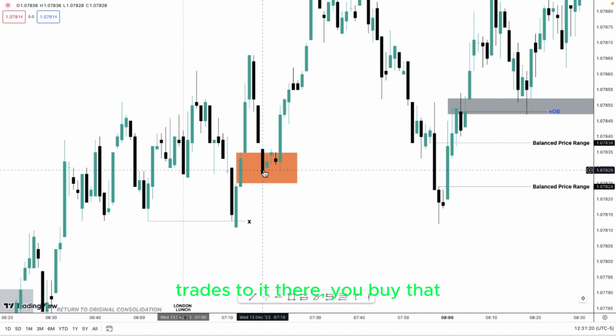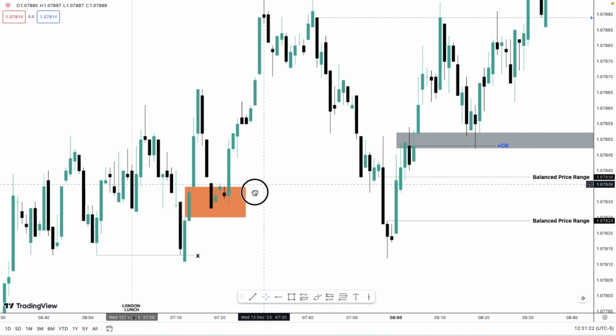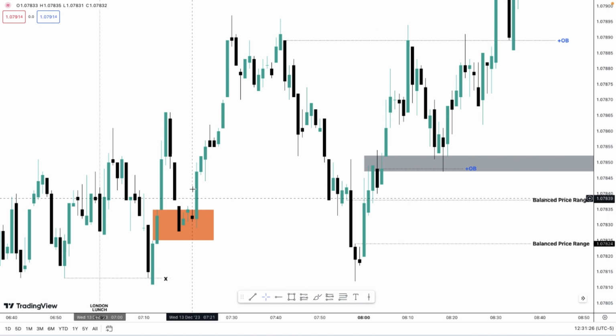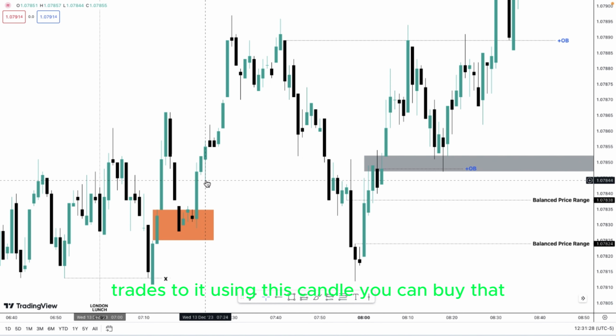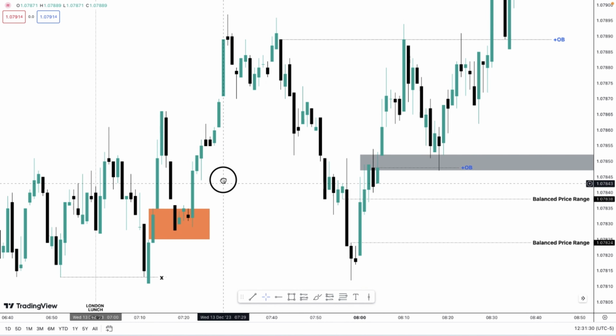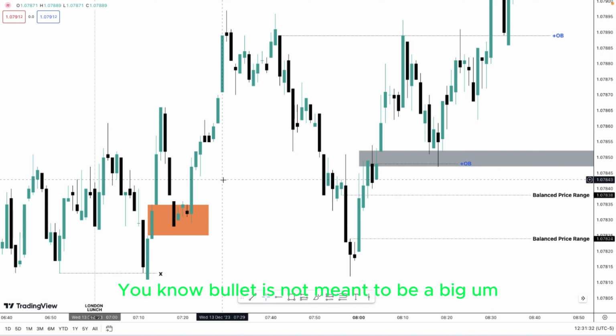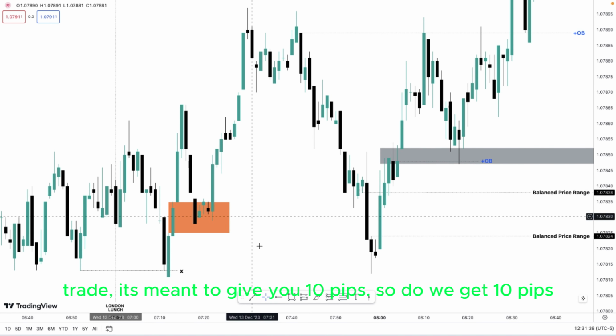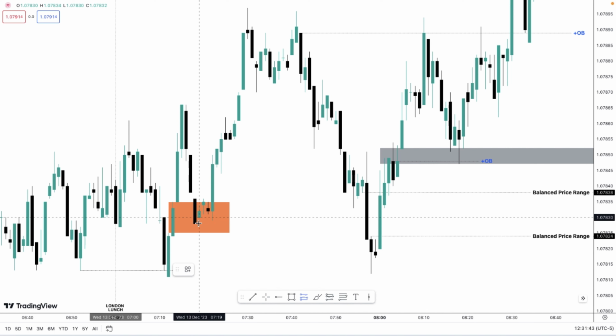Trace to it there, you buy that. It gives you a second chance there. Trace to it using this candle, you can buy that. Now you know that silver bullet is not meant to be a big trade. It's meant to give you 10 pips. So do we get 10 pips? Let's find out.